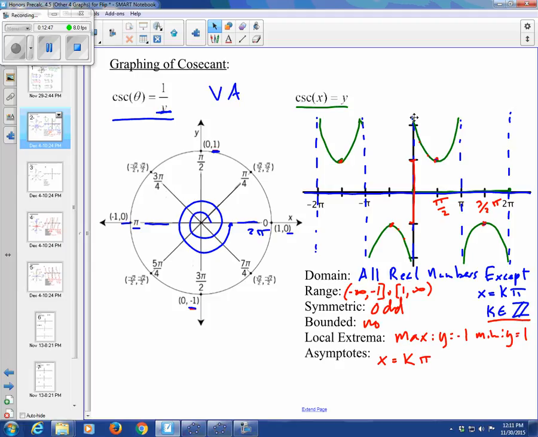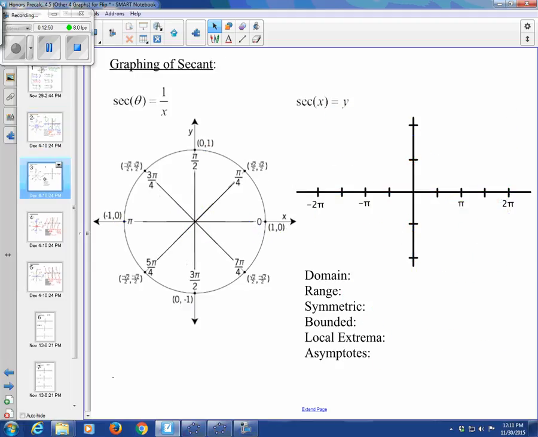What I want you guys to do is to give the graph of secant a shot, and we'll come back and look at it and do it on the graphing program as well. So pause the video and give this guy a shot. As far as the strategy goes, you want to define where you're going to have your vertical asymptotes, and then maybe look at ordered pairs generated by the other axis, the one that isn't giving you vertical asymptotes. A little hint there, and then try to get the graph from there. Okay, so give this a shot.